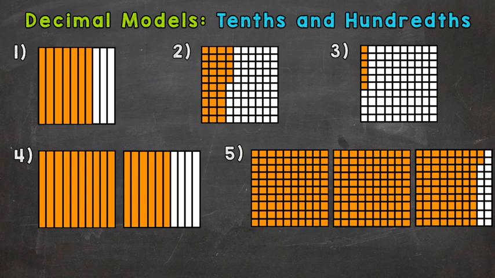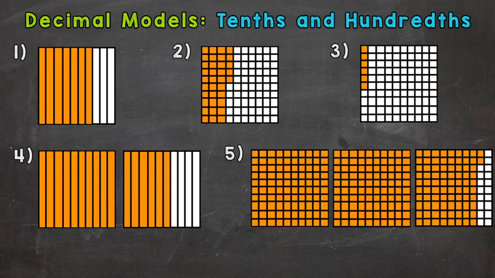In this video, I'm going to be covering decimal models. So we're going to start with a model and then write the decimal that model represents. And we have 5 examples that we're going to go through together in order to get this down. Now in this specific video, we're going to be working with tenths and hundredths.